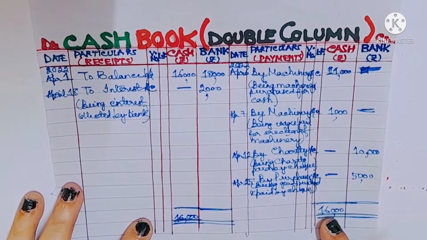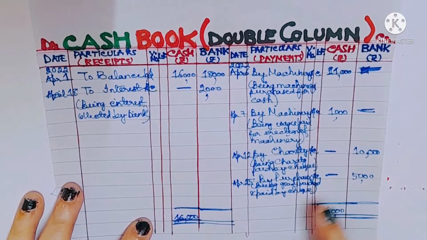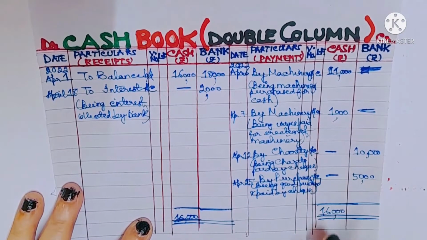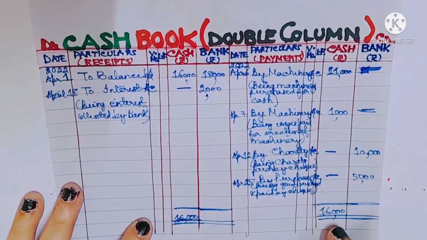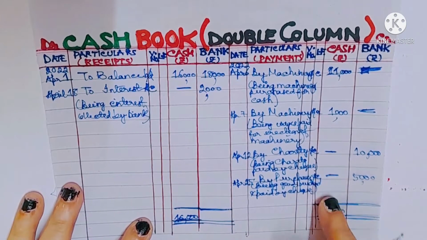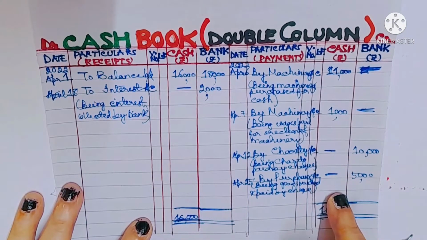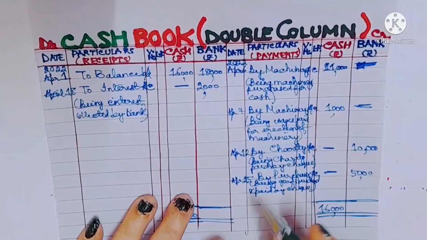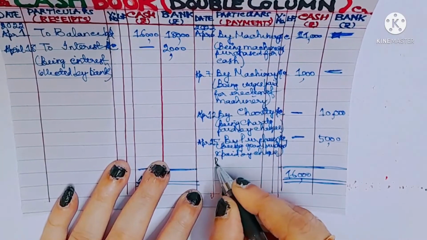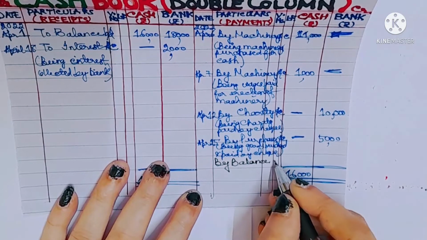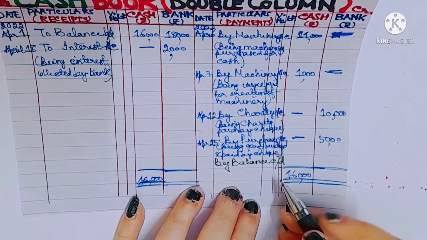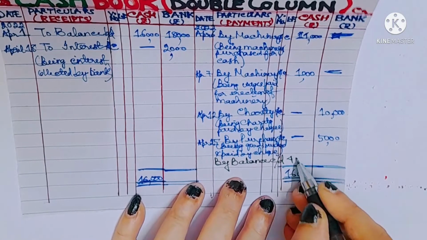So what is the shortfall? So what is the difference? The balancing figure will be, if you deduct the total of cash column on the credit side from the total of cash column on the debit side, you will get the balancing figure. The total of cash column on the credit side is 12,000 and the total of cash column on the debit side is 16,000. So deduct 12,000 from 16,000, you will get 4,000. Okay, so we'll write by balance CD, 16,000 minus 12,000 will give you 4,000.